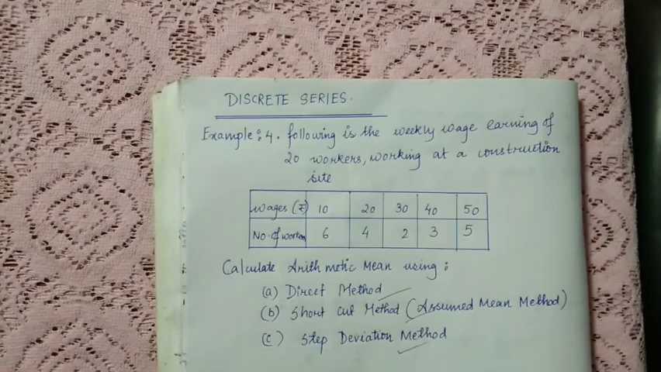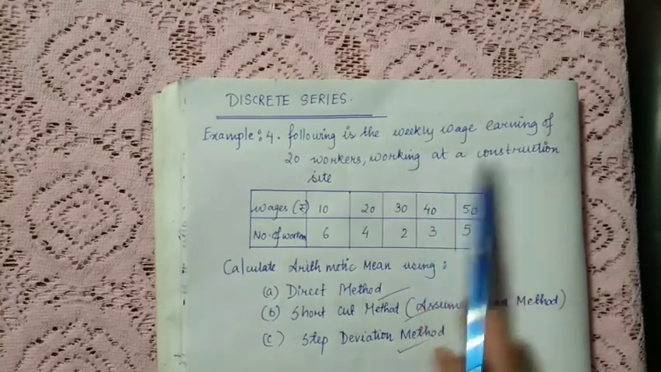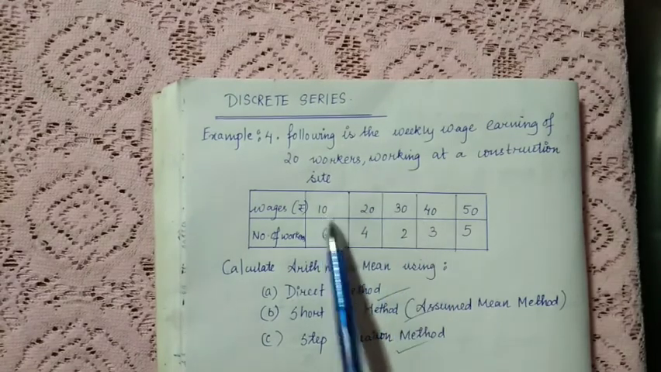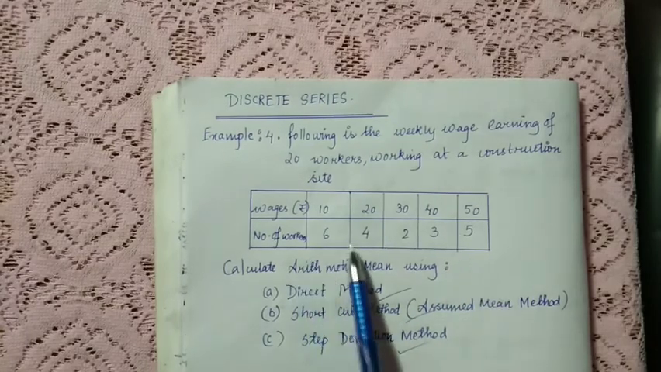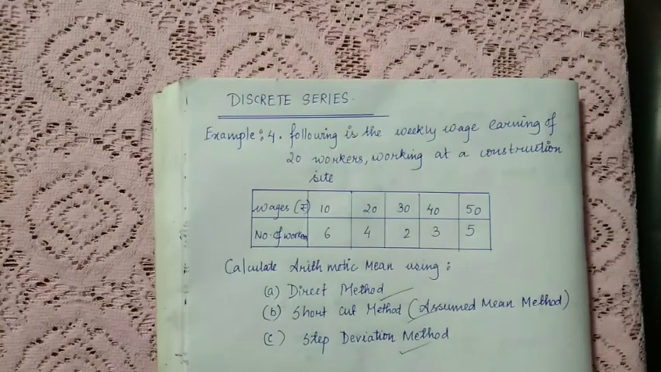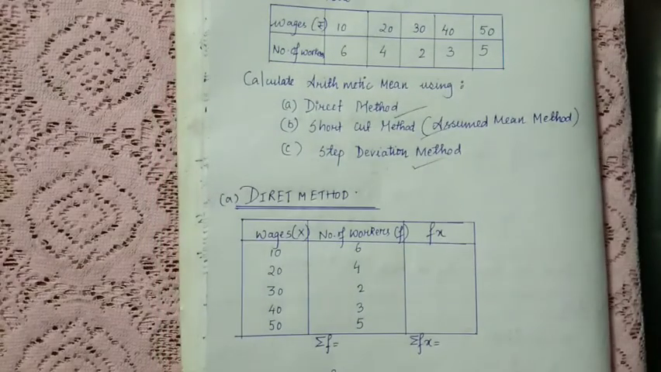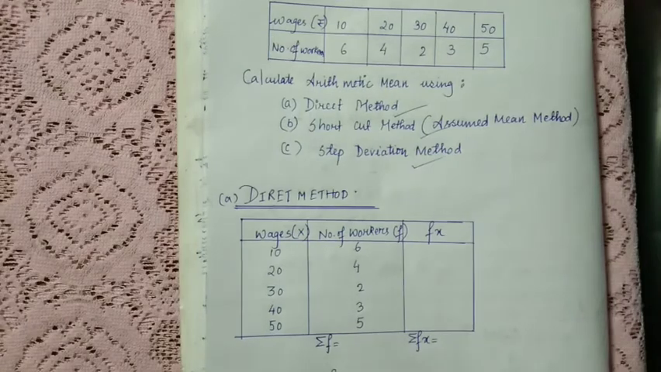So let's start. This is a question wherein the weekly wage earnings of 20 workers are given. These are the wages 10, 20, 30, 40, 50 and the number of workers are also given. Let's start with the direct method. If you remember the way we did it for individual series, we used to take the sum of all observations divided by the number of observations.